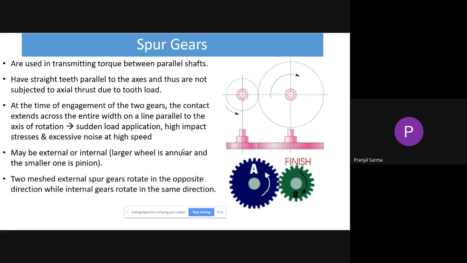Okay. So in the next class we'll be going through all the classification and when a particular type of gear is used, and later on we'll see the nomenclature of the gears.